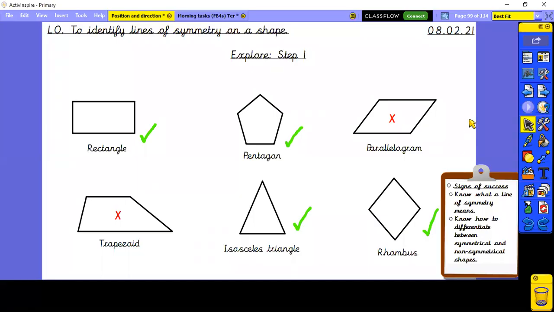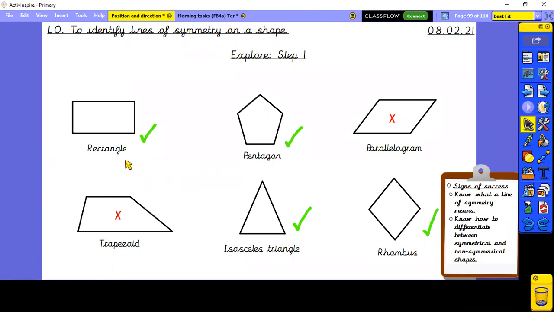Okay, so here are the answers to that question. So our symmetrical shapes are our rectangle, pentagon, isosceles triangle, and our rhombus. Because if we folded them at different points, our folds would be exactly the same. And like I said earlier, with a parallelogram, we cannot fold it and have identical folds. If I folded it down the middle here, when I bring this corner over, it would end up here. So our folds would not be identical.